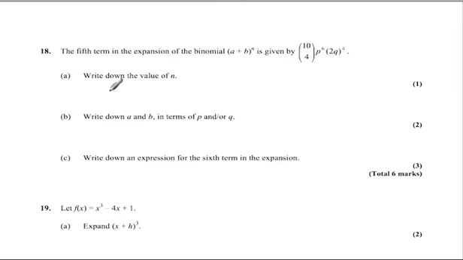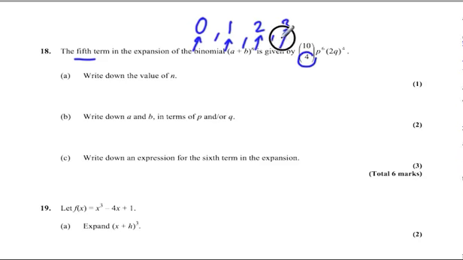Okay. Moving on, 18. The fifth term in the expansion is given by 10 choose 4, and so on. So why does the fifth term have a number of 4? Why isn't it 5? The reason it's 4 and not 5 is that our index starts from 0. So our first term has r equal to 0, our second term has an r value of 1, our third term has an r value of 2, our fourth term has an r value of 3, and our fifth term has an r value of 4. That is the reason why this is 4.